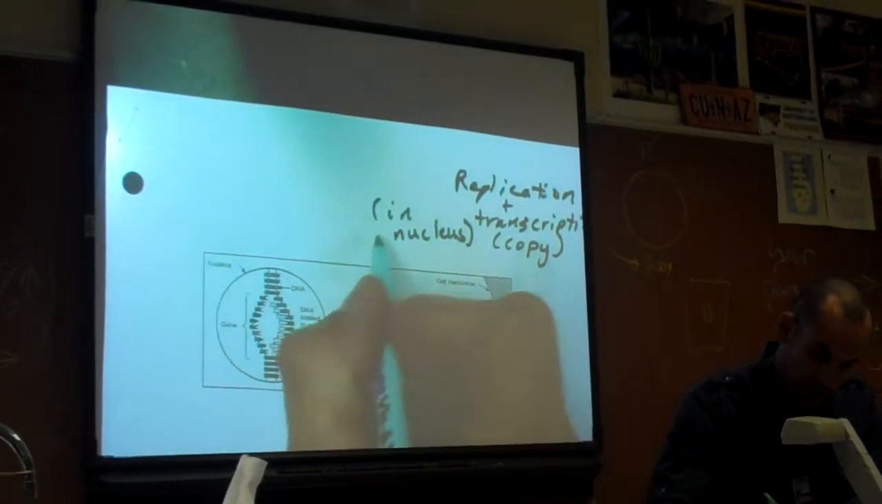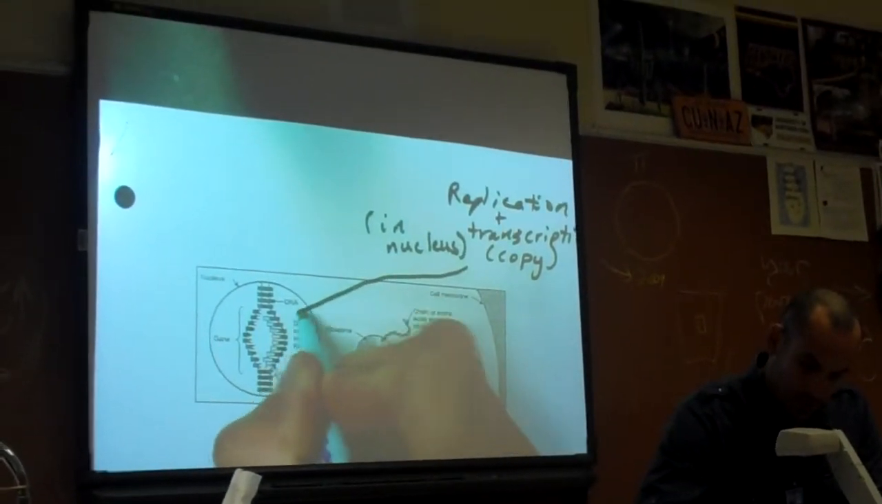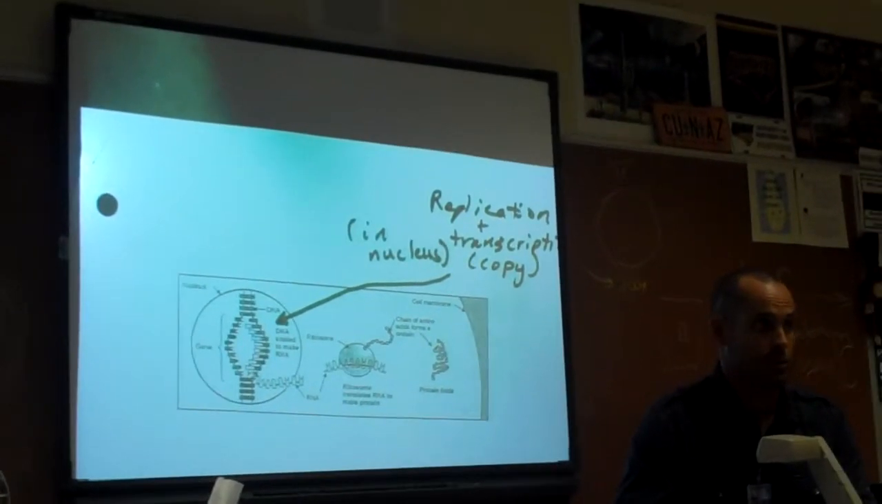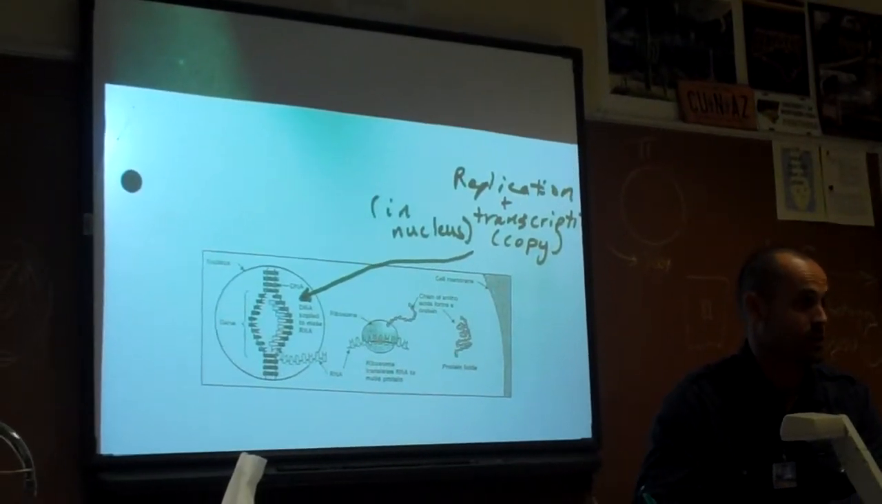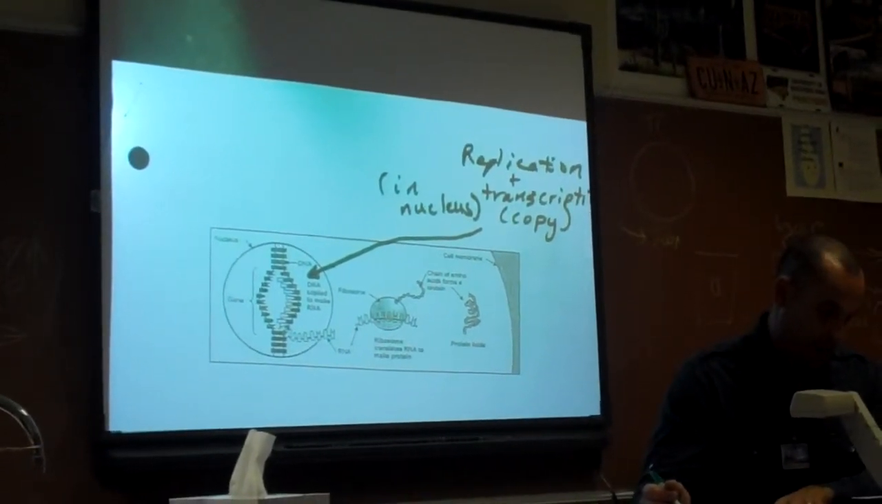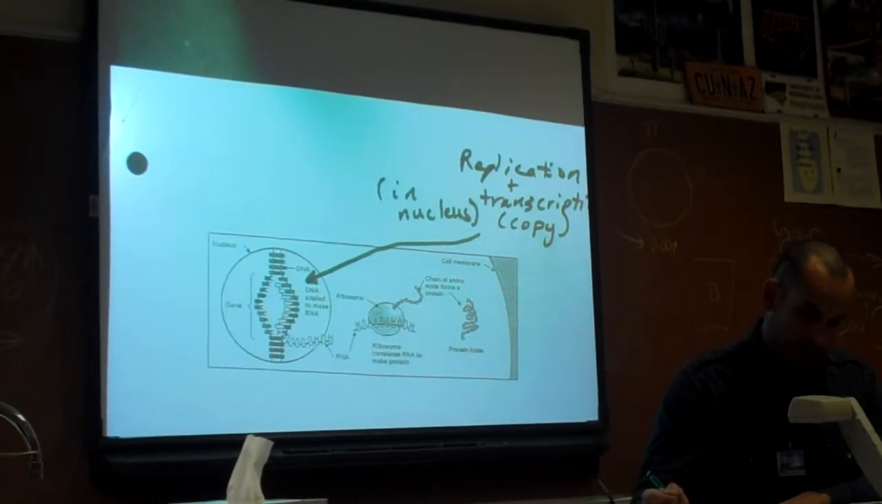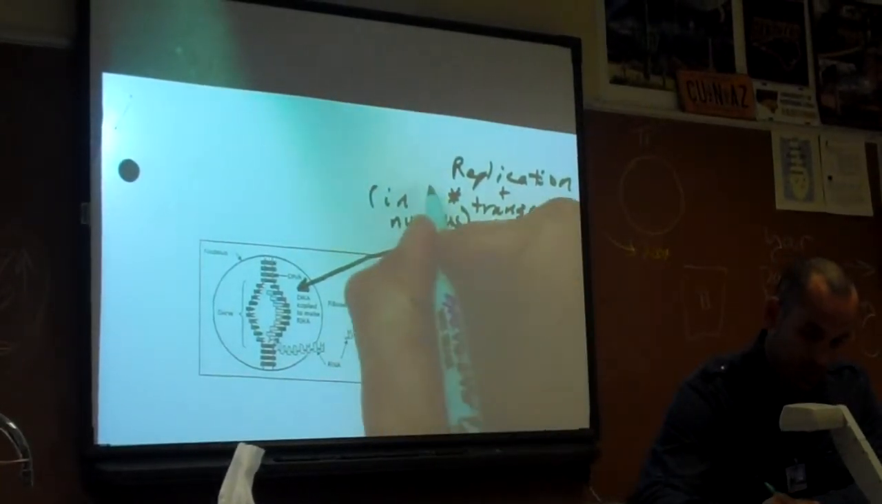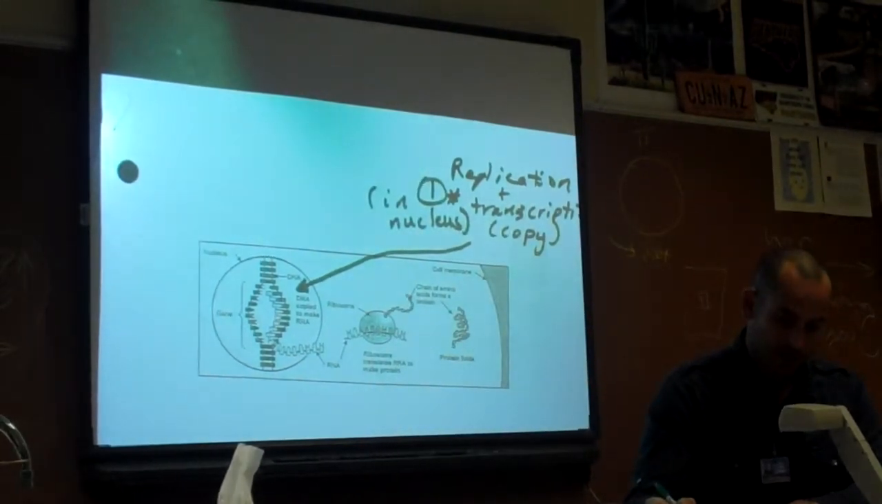All right? So I'm going to take a little arrow. It takes the right enzymes, a little bit of ATP. We're going to unzip just like we did with replication, and you're only going to copy one side. So this is your transcription thing. Put a little star next to that, and then I'll put a 1. We're going to transcribe.